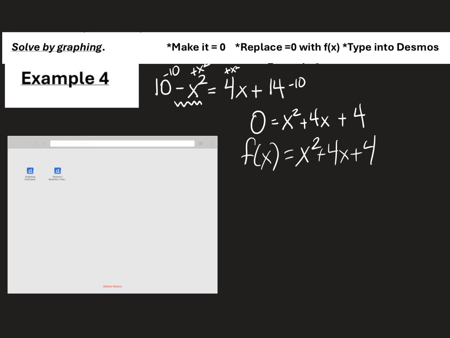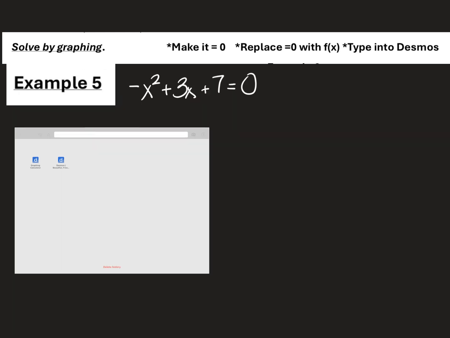And again, I'm making myself a note, so I will remember to find the solutions. And you just put your solutions where the graph crosses or touches the x-axis in a solution set. And if it does not cross or touch the x-axis, then the answer is no solution.